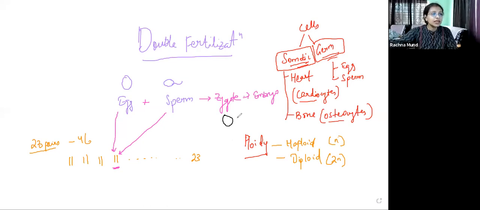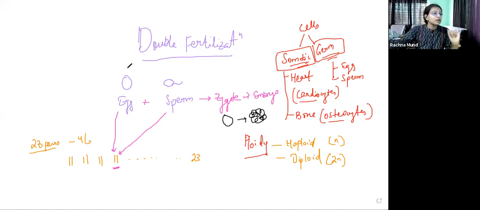Always remember, zygote is unicellular, whereas embryo is multicellular. So whenever the zygote starts dividing, from the first round of division, we say the embryo development is taking place.